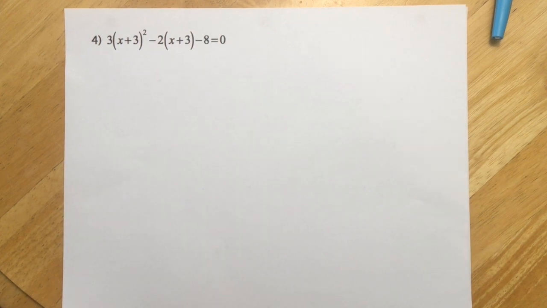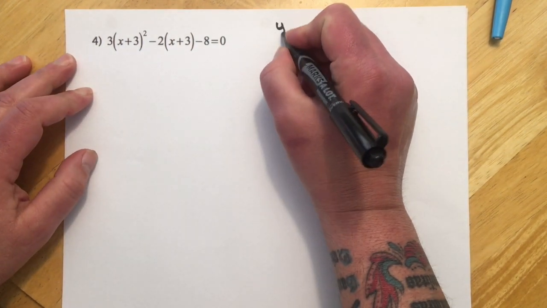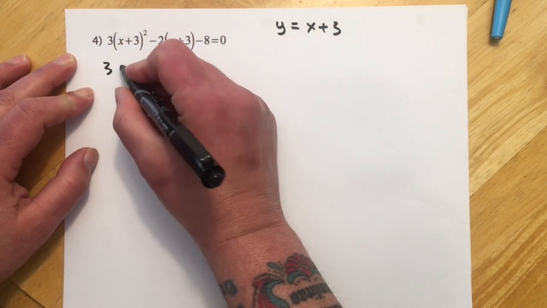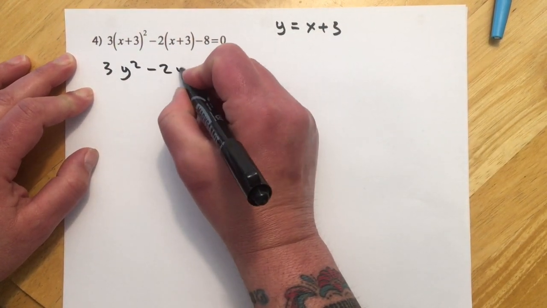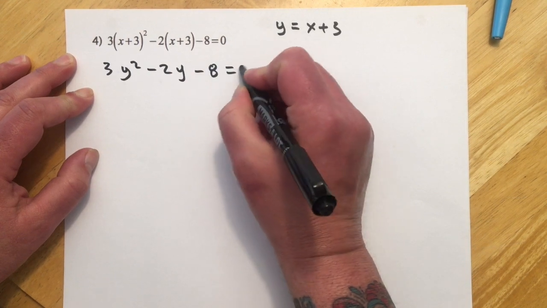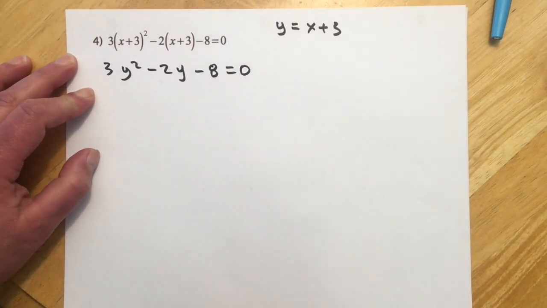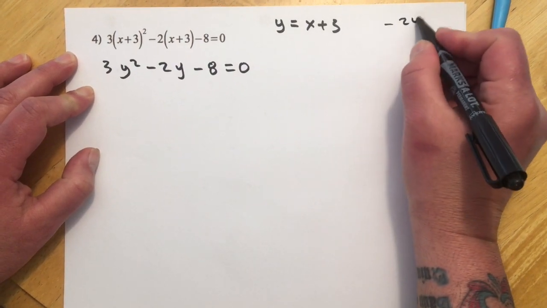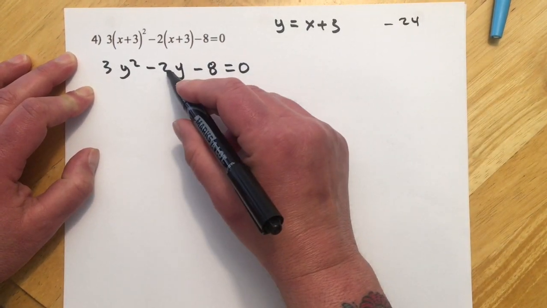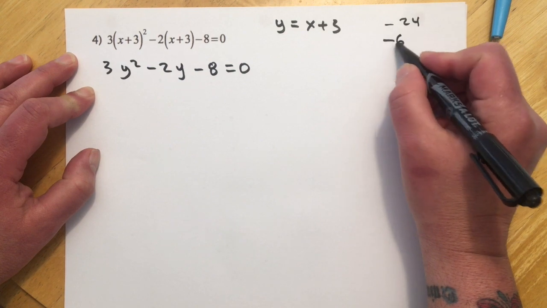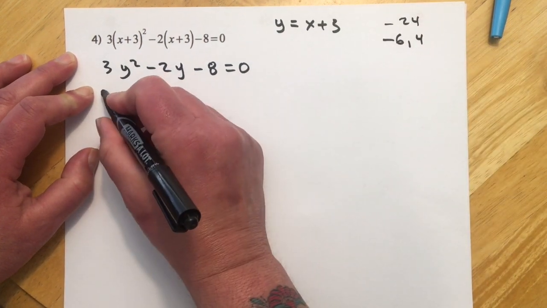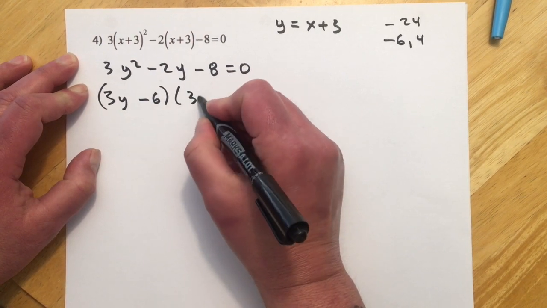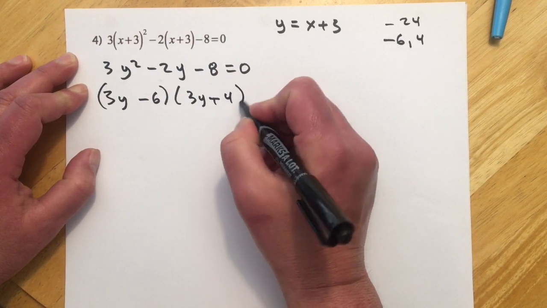Okay, number 4 is another one of the magic ones, so I think I'll do a substitution. So I'm going to go 3 and then y squared minus 2y minus 8 equals 0. And we'll get this factored. So 3 times negative 8 would be negative 24. And so to add to negative 2, it looks like I need negative 6 and 4. So 3y minus 6 and 3y plus 4.